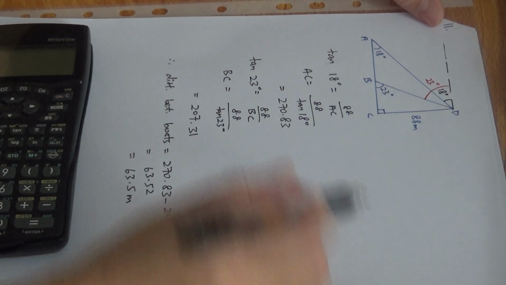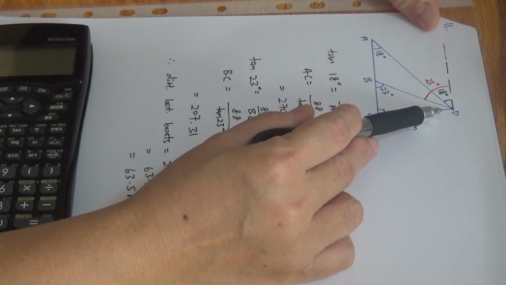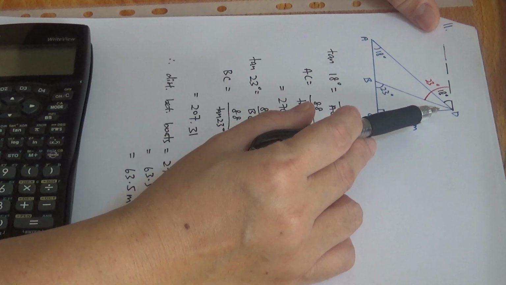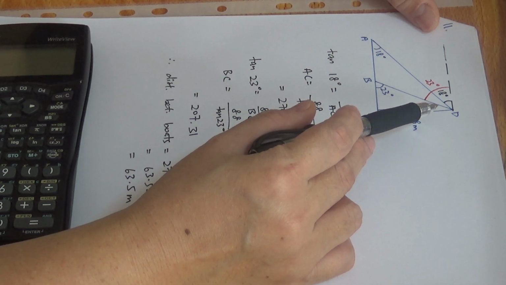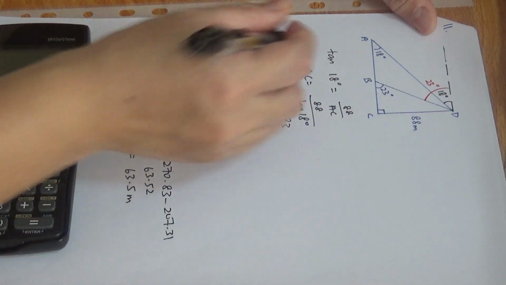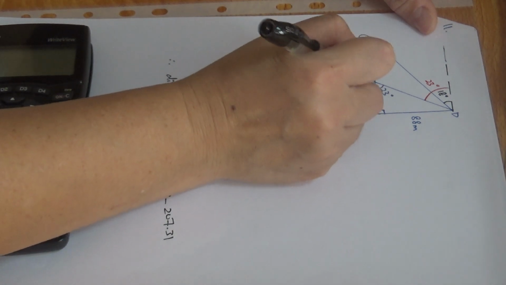Now, from the top of a cliff, 88 meters, the angles of depression of 2 boats due west of it are 23 and 18 degrees respectively. Calculate the distance between the 2 boats. Now, I'll let the boat be A and B.